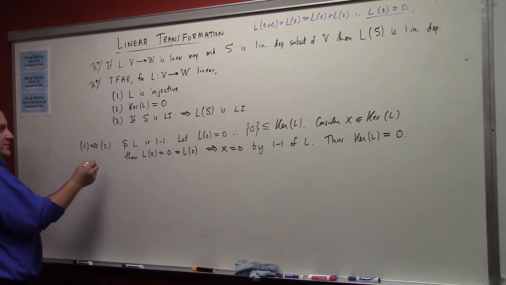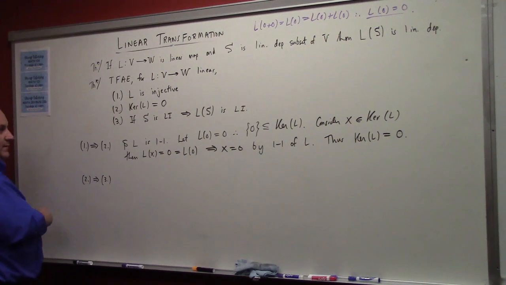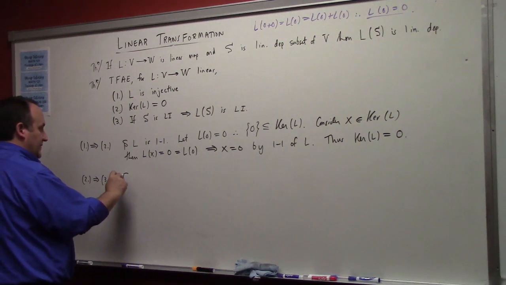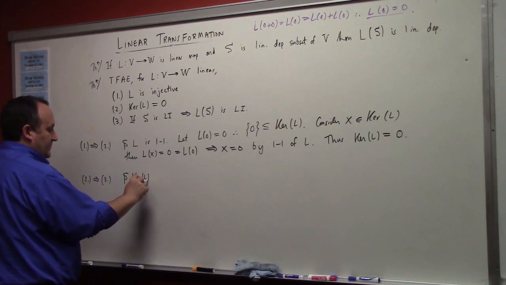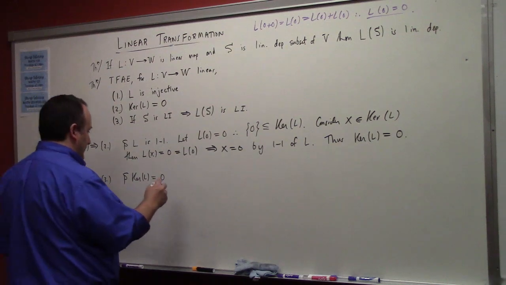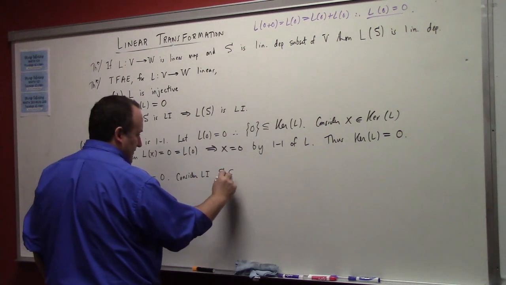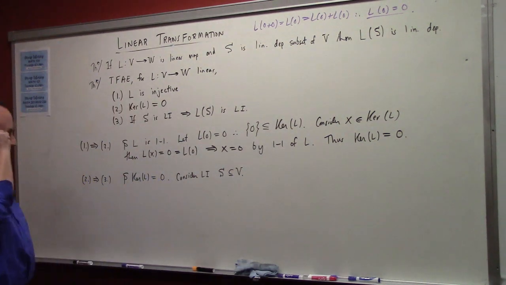Let's see if we can do 2 implies 3. So we suppose the kernel of L is 0. Then we'd like to show that a linearly independent set maps to a linearly independent set. So we probably should suppose S is linearly independent. Consider linearly independent S, a subset of V.